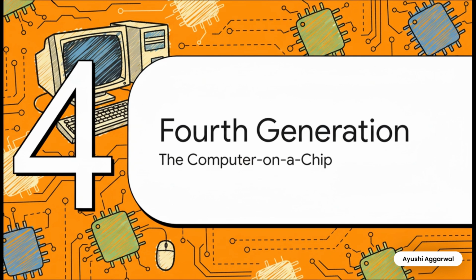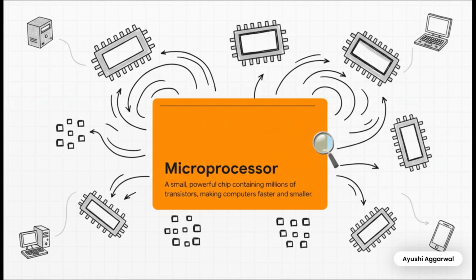All right, now we're arriving at the generation that, well, it changed everything. This is the era that took the incredible power of computing out of these giant corporations and universities and put it right where you and I could use it, on our desks, at home. And this entire revolution was made possible by one single incredible invention, the computer on a chip. And that incredible technology is the microprocessor.